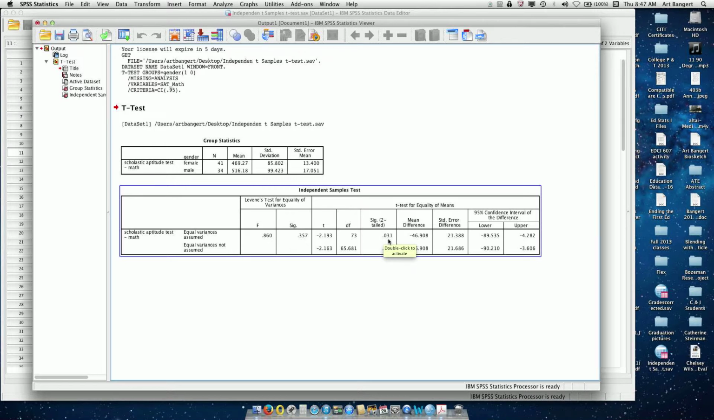So what this means is if we use 0.05 as our threshold, we're below the threshold. So we can interpret that the difference between males and females is significant. In other words, this 46.9 point average difference is significant. So we can conclude that males score significantly higher than females on these math achievement scores.